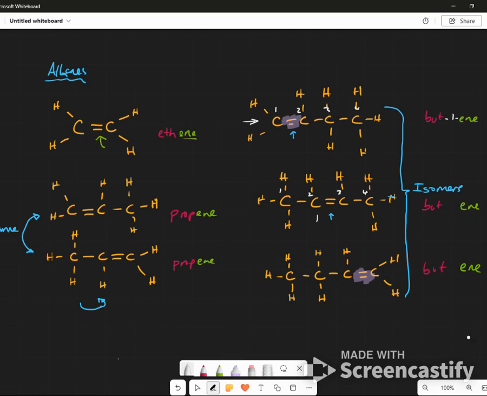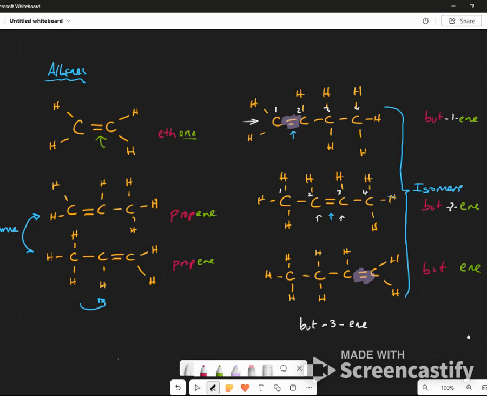The middle one, where does the double bond start? It starts at number 2 and it goes to number 3. You pick the smallest number, 2. So this one is called but-2-ene. Now, using this logic, you might think the bottom one is called but-3-ene.